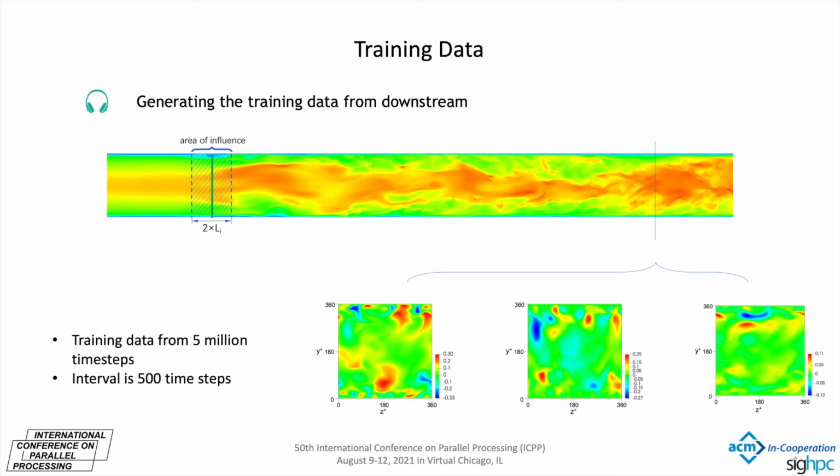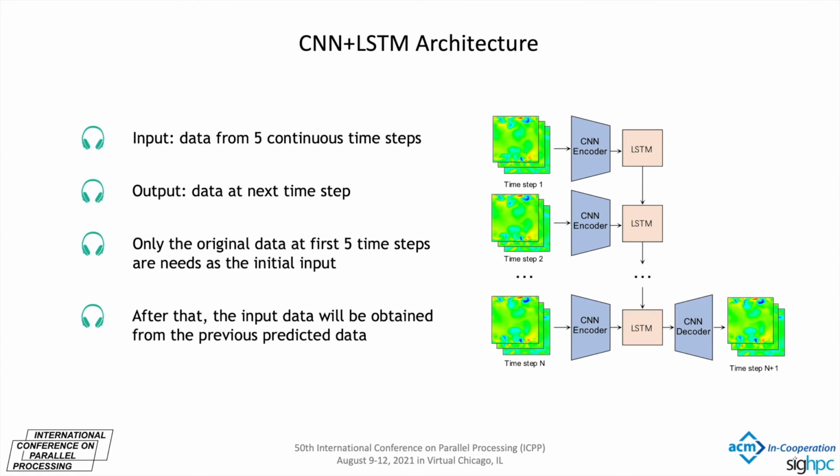All the training data are from the 5 million time steps, and the interval of two continuous time steps of data is 500 time steps. And this is the architecture of the CNN+LSTM. As we can see on the left side, the input is five continuous time steps of data, and the output is the data at the next time.